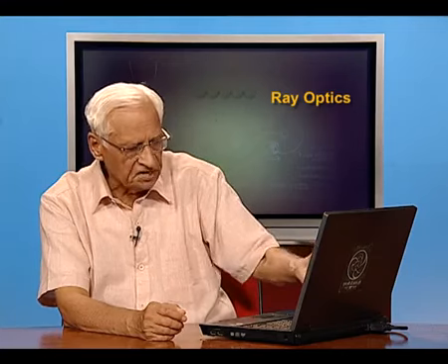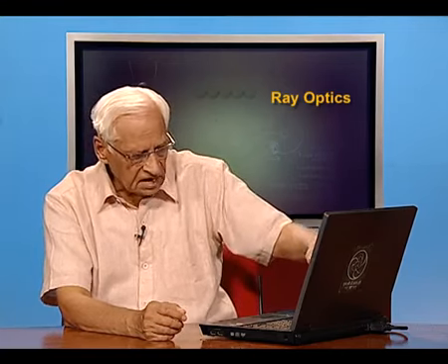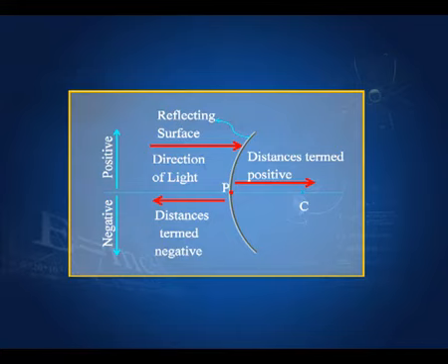Again I repeat, now this is the reflecting surface, the light is coming from the left, this is the assumption we always have to make, and from the point P we measure all distances. Distances measured on this side are positive, distances measured on this side are negative. Distances measured upward from the axis are positive and downward from the axis are negative.